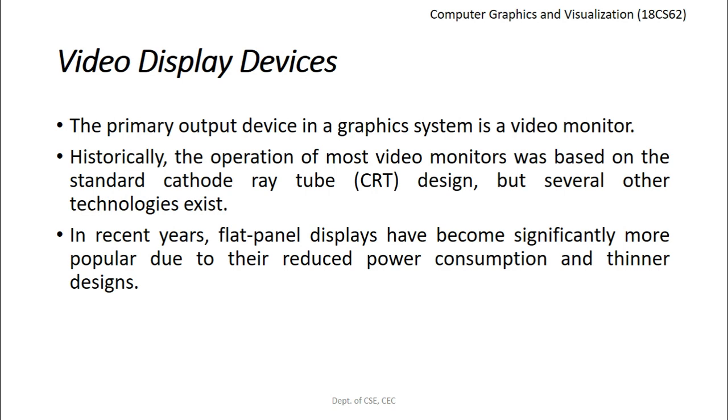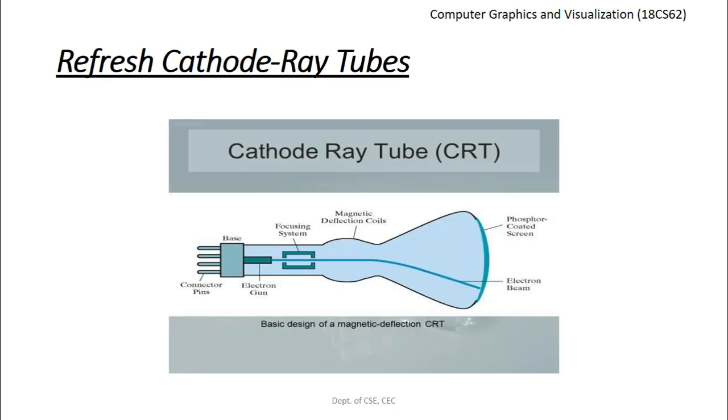Now let us try to understand the components of a cathode ray tube, or a CRT. A cathode ray tube basically has an electron gun at the base, which is connected to a bunch of connector pins. We have a focusing system and magnetic deflection coils. On the screen there is a coating of phosphor. We can call it a phosphor coated screen, and the electron gun will emit an electron beam. These are the components of a cathode ray tube.